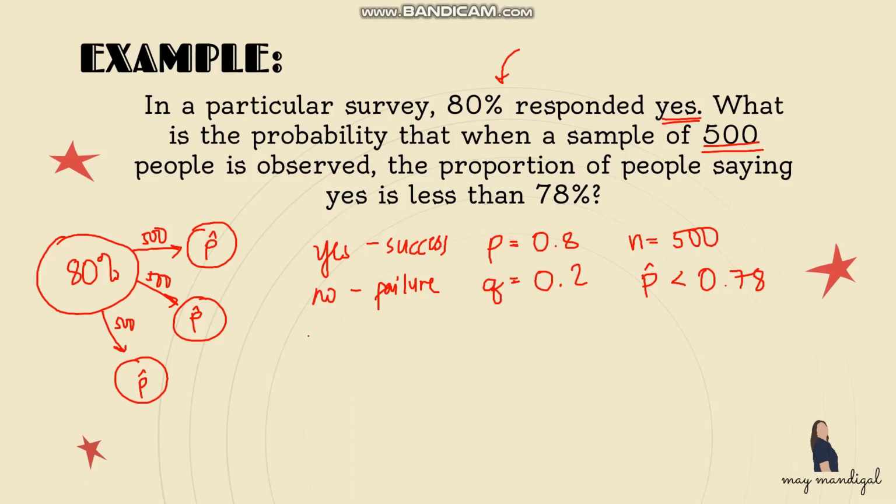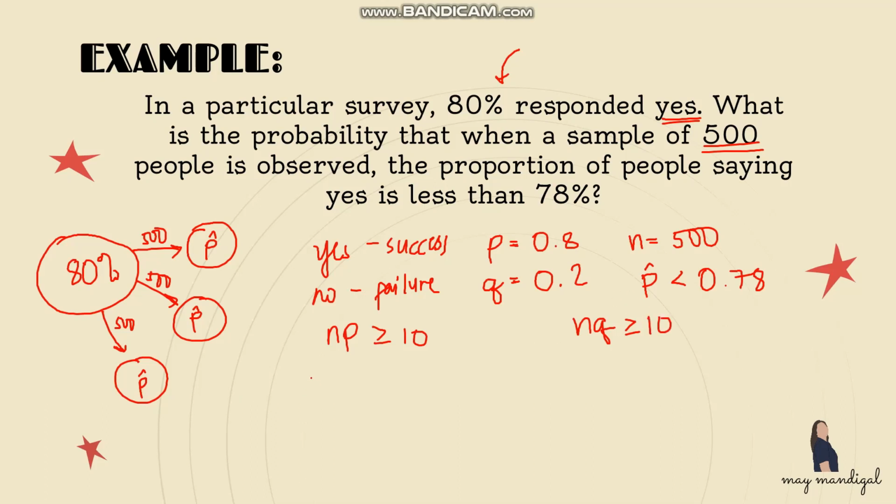Now, before we start solving, we have to make sure first that this is normally distributed. So, we have to check. So, multiply N with P. This should be greater than or equal to 10. And Q, and it should also be greater than or equal to 10.